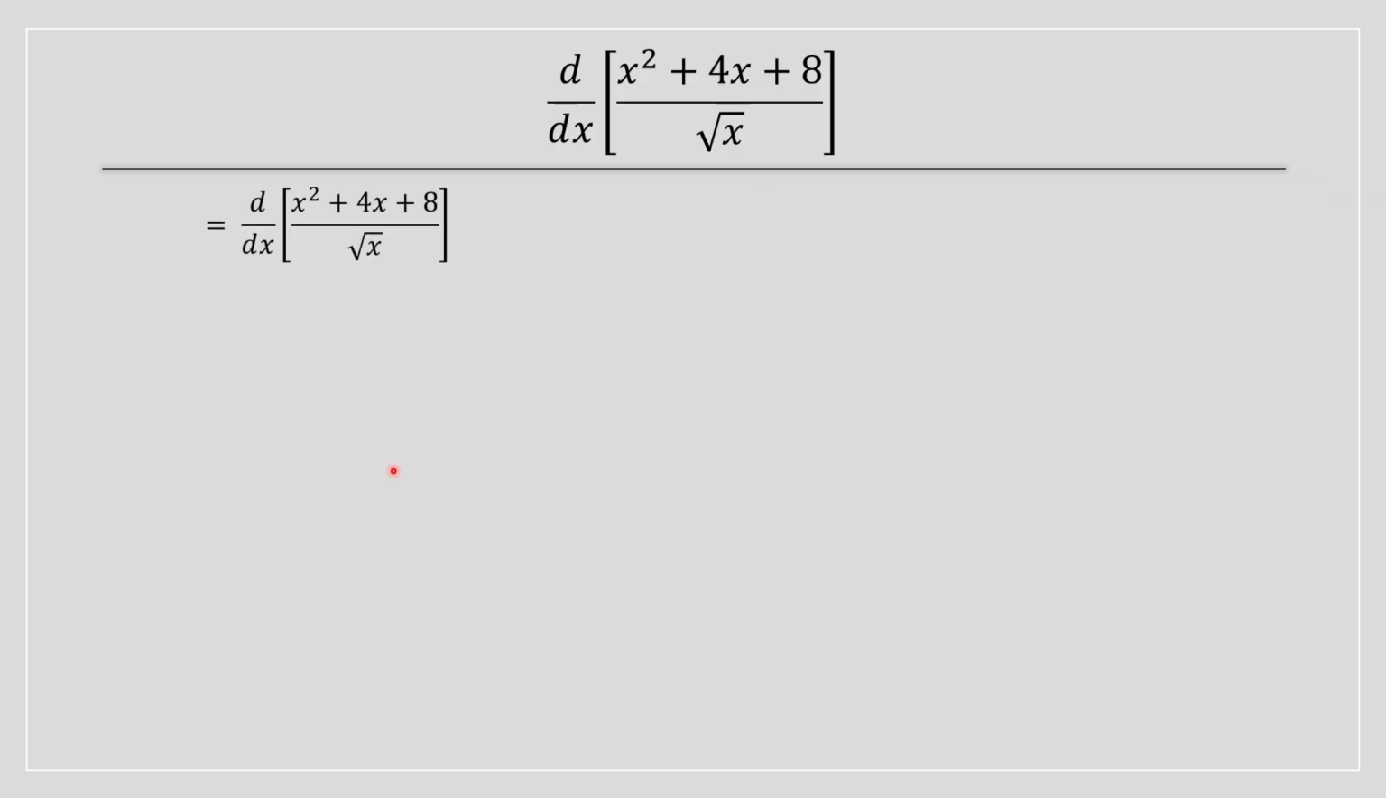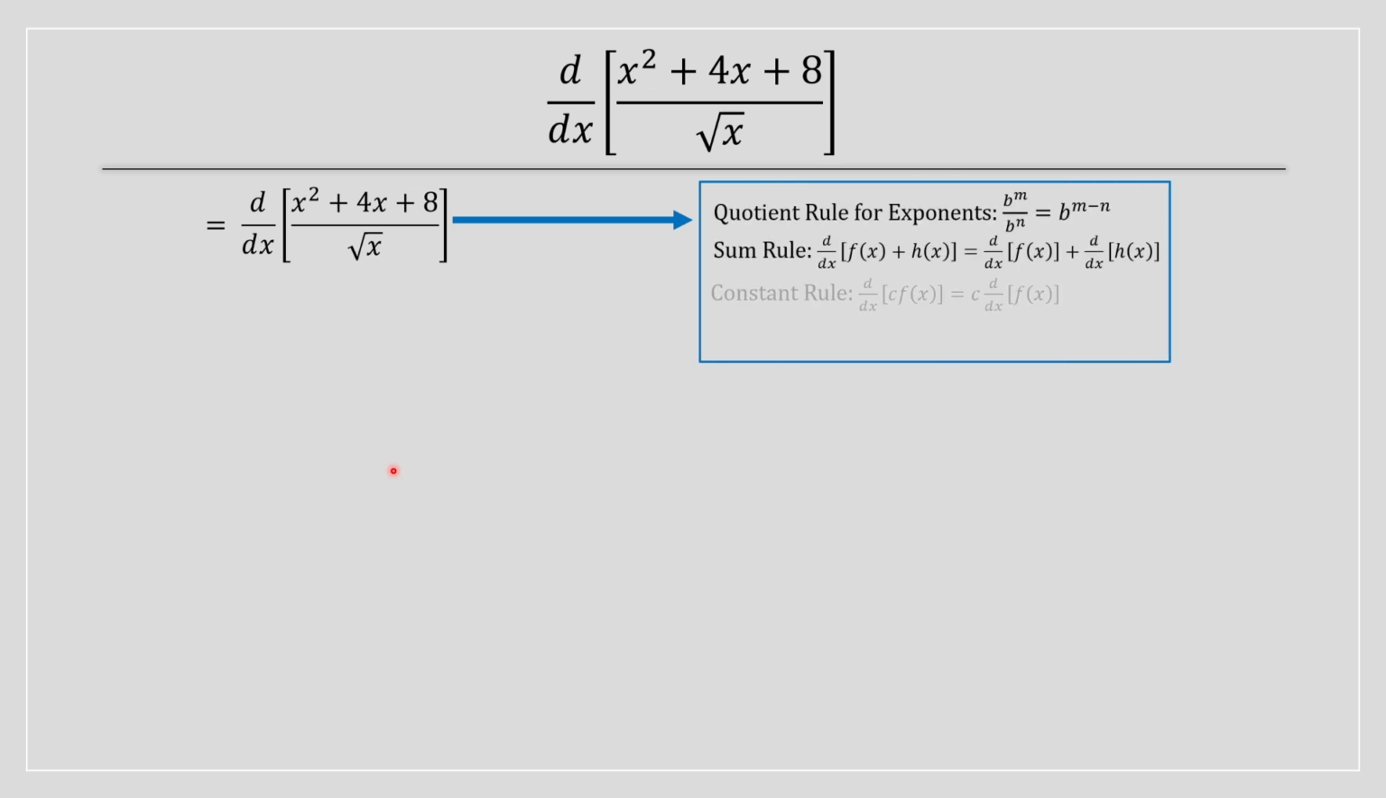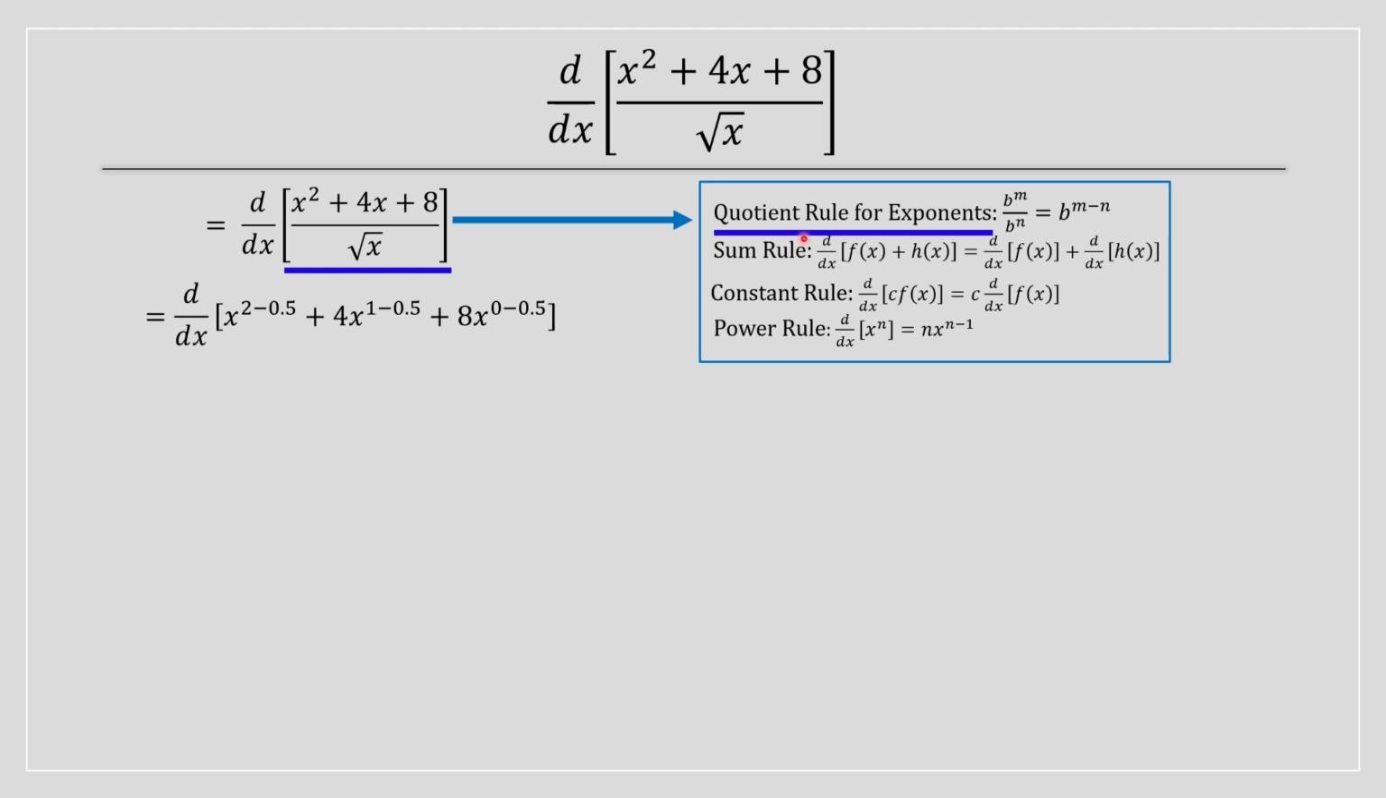Question 1. So here are the tools required to solve this problem. The first rule we have to apply is the quotient rule for exponents. So we're going to represent this square root of x as 0.5, and we're going to subtract from the numerator as stated in the rule. Once we accomplish this, we acquire this.